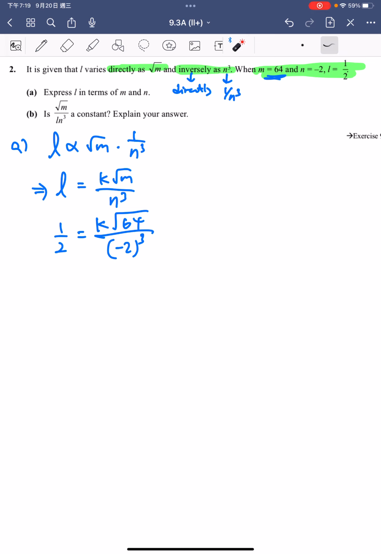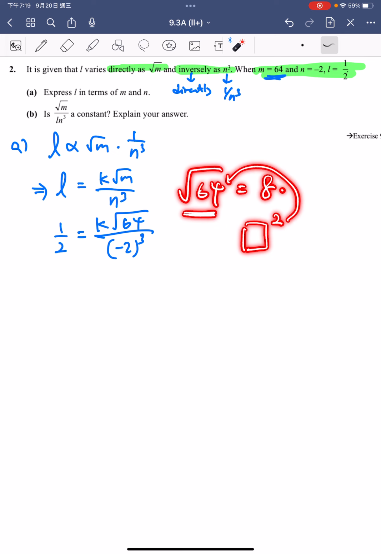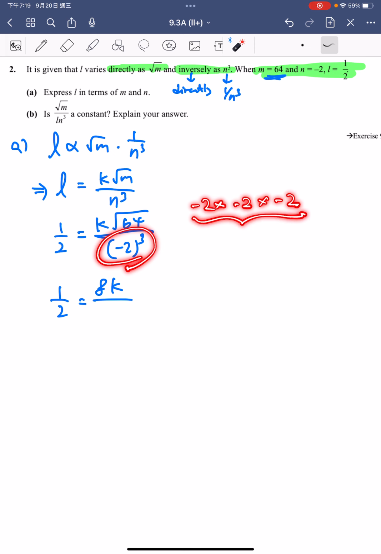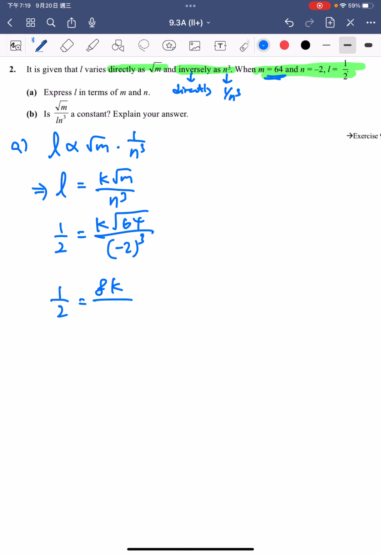A lot of students write square root of 64 equal to 8 squared, which is completely wrong, because square root 64 is just equal to 8, so we just want to take the square root. What we need to do is find a number that, squared, will give you back 64, so obviously the number will be 8. So the numerator we have is 8k, and then divided by negative 2, the whole thing to the power of 3, which means negative 2 times negative 2 times negative 2. Three negatives together will give you a negative as well, and 2 to the power of 3 gives you 8. So on the denominator we got negative 8.